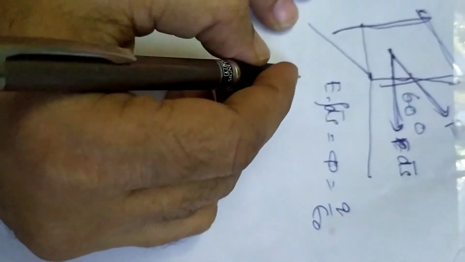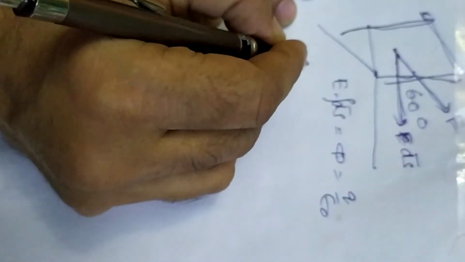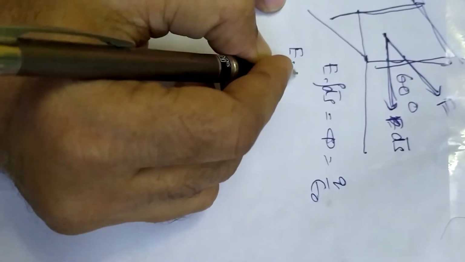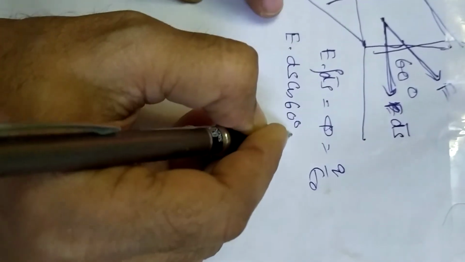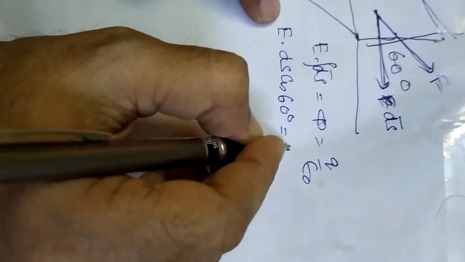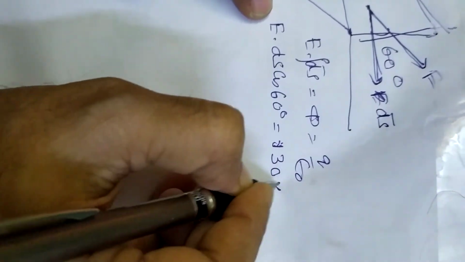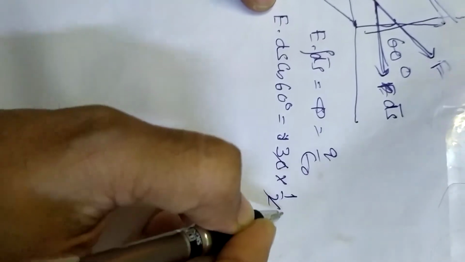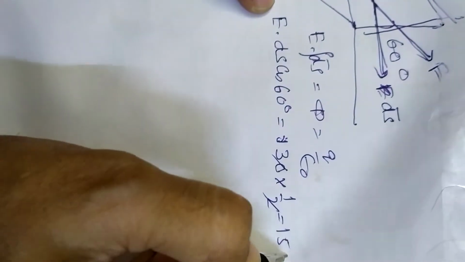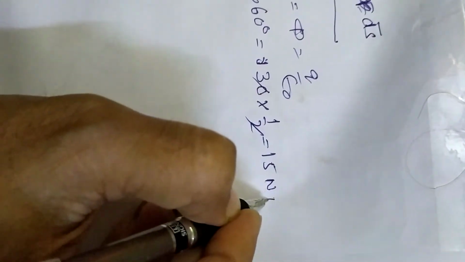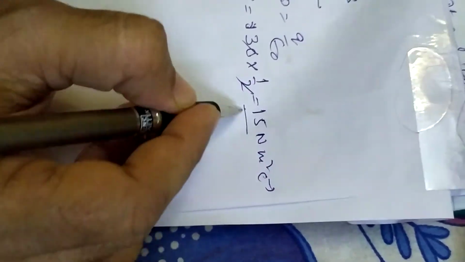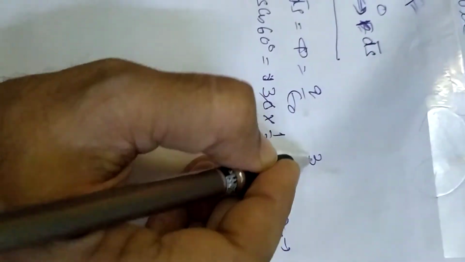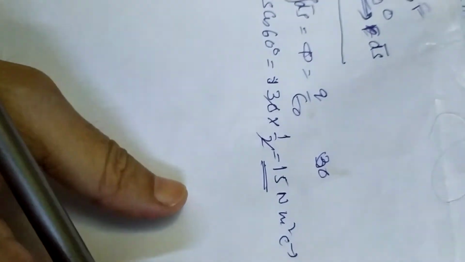We'll be doing it in a similar way as we have done earlier. Here we'll be writing E dot ds cos 60 degrees. E dot ds we have as 30, so it is 30 cos 60, which is half, that is equal to 15 newton meter square per coulomb. Previously we got 30, so the intensity of the field is reducing.